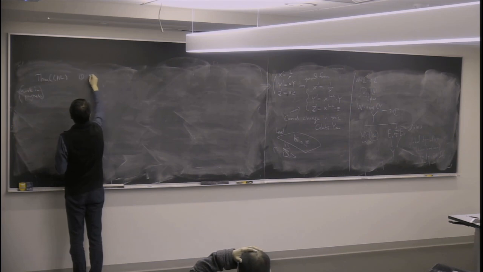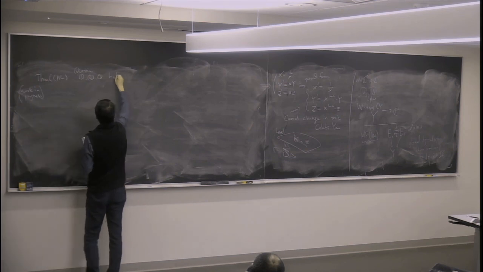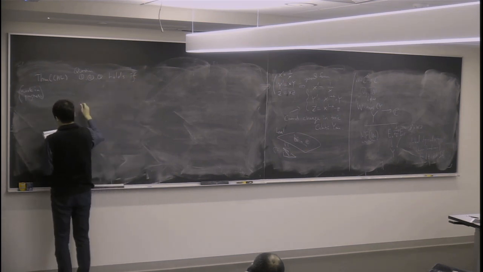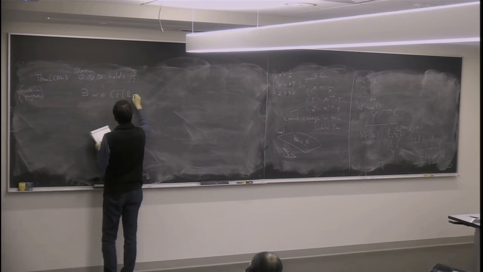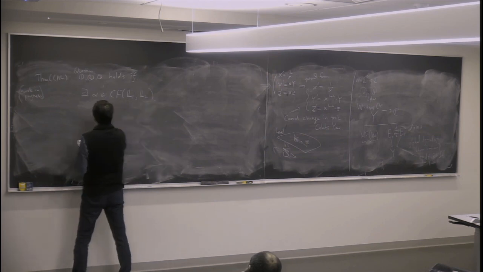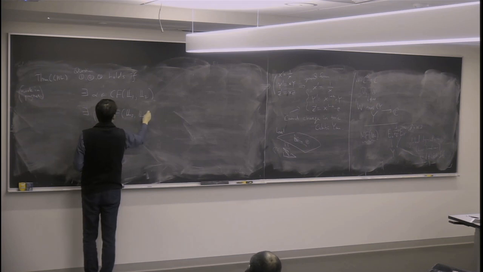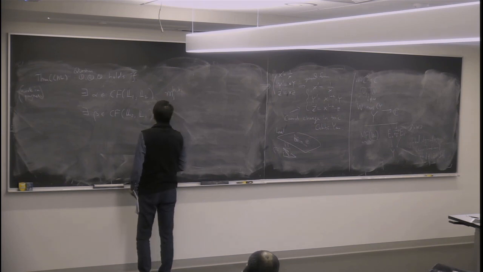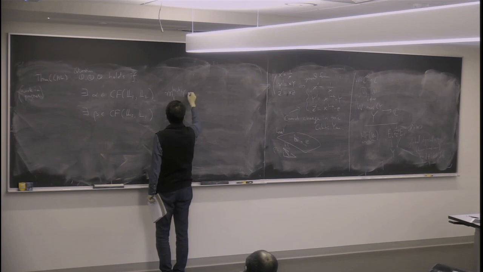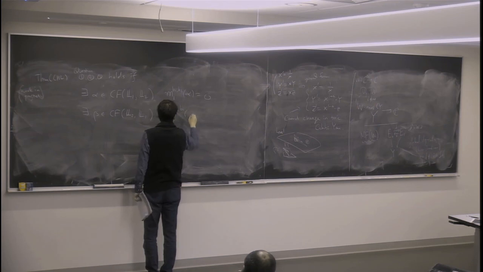So 1, 2, 3, question 1, 2, 3 holds if there exists alpha. We look at, again, the Floer theory of L2, and there is beta, Floer complex of L2, L1. So that M1, E1, E2, alpha is 0, M1, E2, E1, beta.